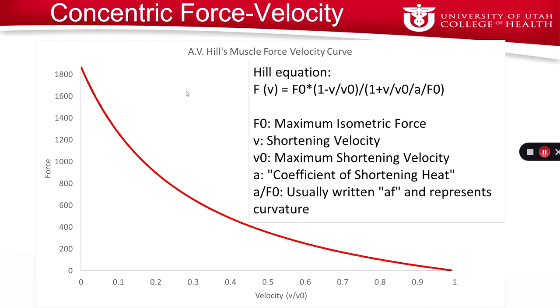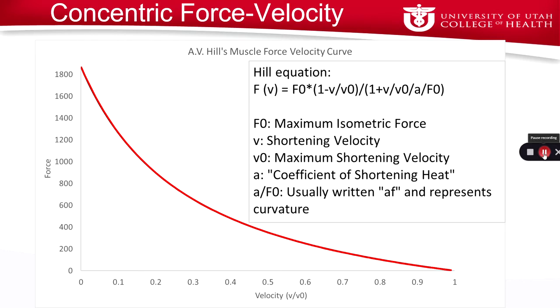The concentric force-velocity relationship is characterized by an isometric maximum force at zero velocity, or isometric, and a maximum shortening velocity, here represented as 1 because it's velocity over V0, or maximum velocity. So this is maximum velocity here. And in between is a hyperbolic relationship where force decreases more rapidly initially with increasing velocity.